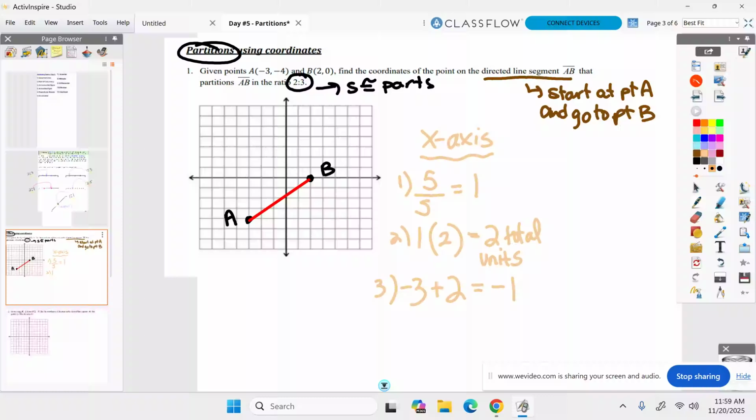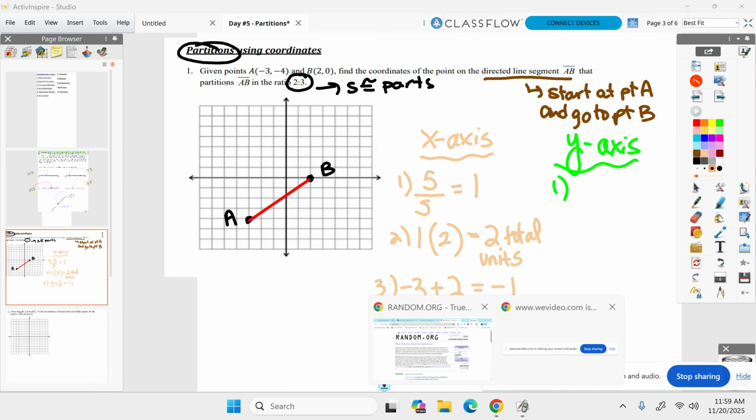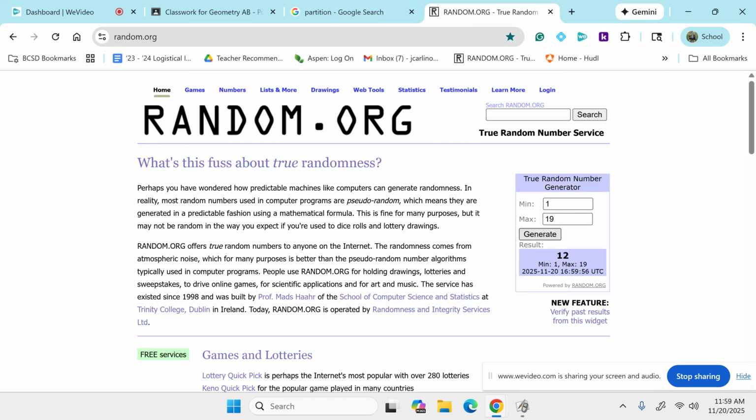Questions on what 1 doesn't make you great here. We still got to do it again. All right, where am I going to end up on the y-axis? Let's do the same thing now. Cut the y-axis into 5 equal parts. First thing is, what are the y coordinates?